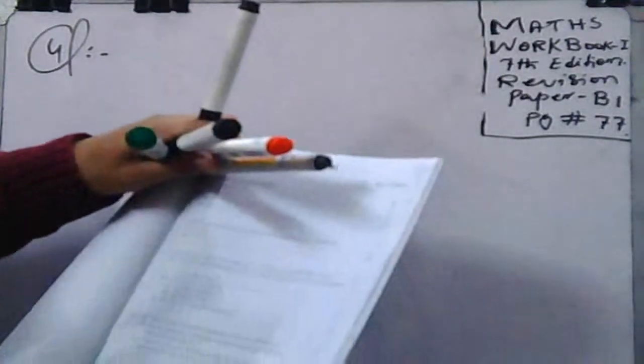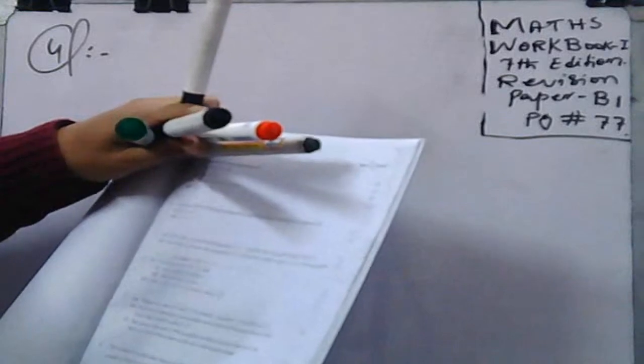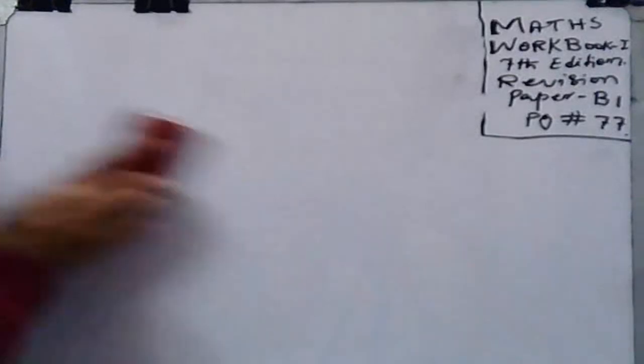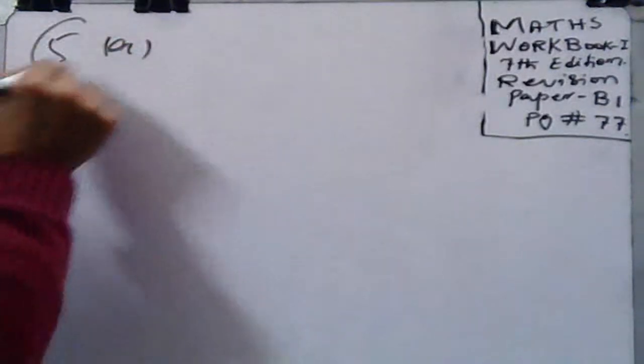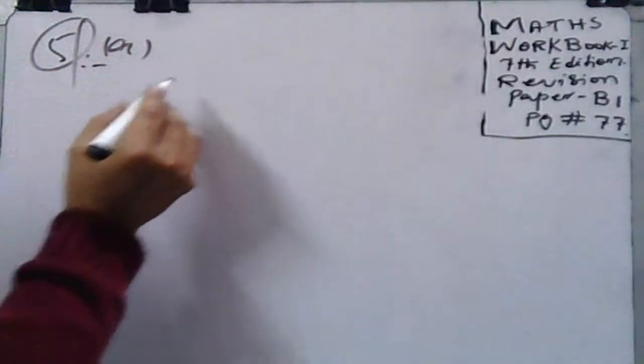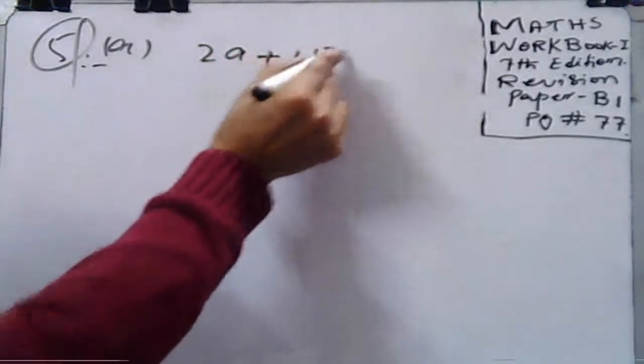Now question number 5. When the sum of 2a and 15 is divided by 7, the result is 11. Find the value of a. Okay, you can see the given condition. After reading the statement, you have come to this conclusion. How can you write it? That is 2a plus 15 divided by 7 is equal to 11.